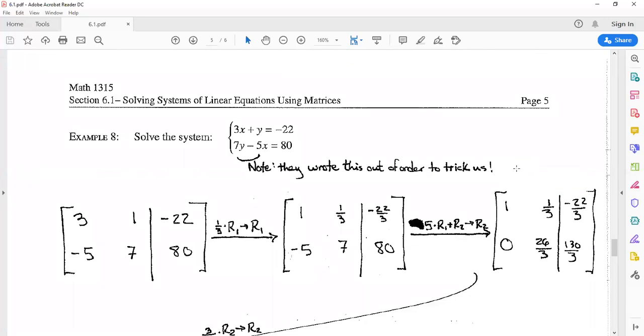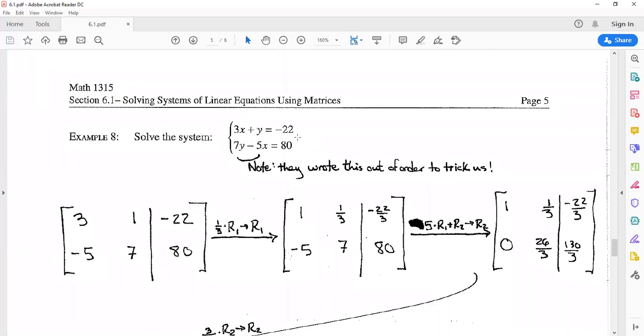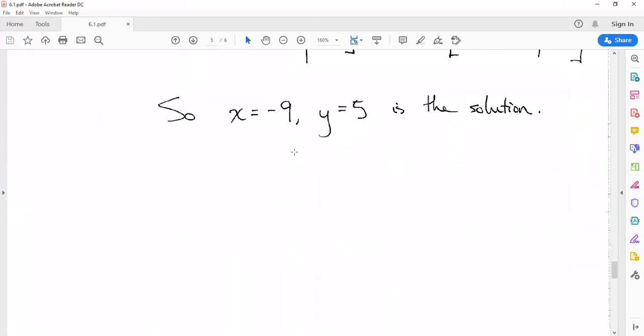Very nice. And again, if you wanted to solve this one by substitution or something to make sure that this answer is correct, you might find substitution to be a little bit more straightforward. But again, we're getting some good practice here.